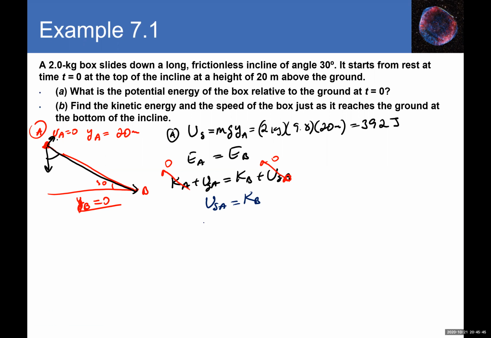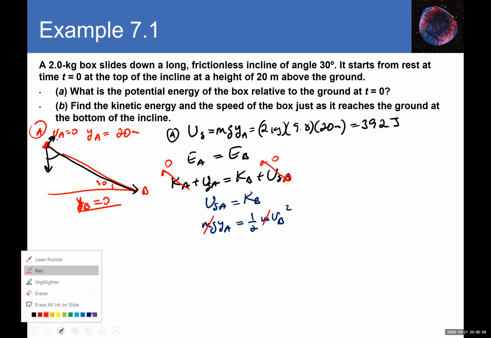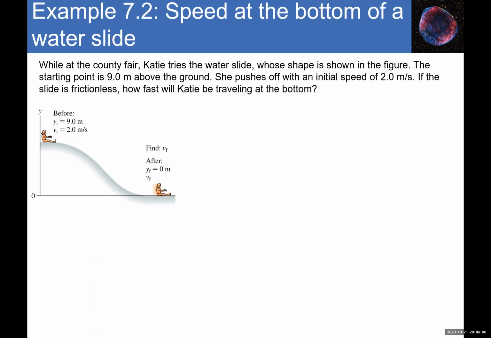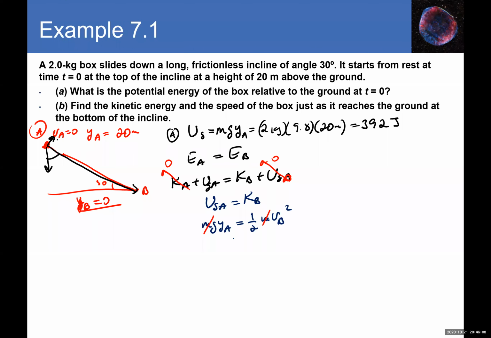Now what I have here is mgya equals 1/2 mvb squared. Now, here's another important thing. We can cancel the mass. Mass is unimportant. Any object sliding down from 20 meters above the ground is going to end up having exactly the same speed. Because if I rearrange this, the speed at B will be the square root of 2 times g times ya, since the speed is squared. And you can see that the only thing the speed depends on is the height at point A.